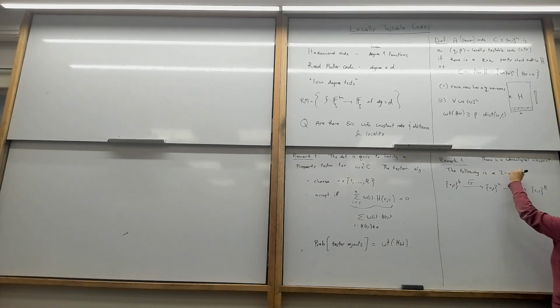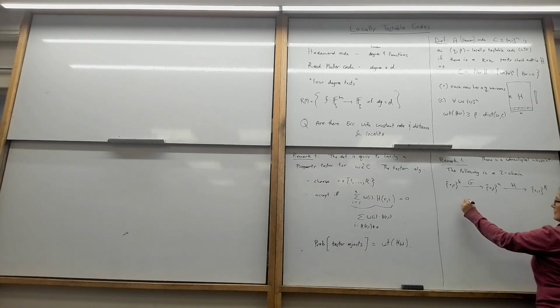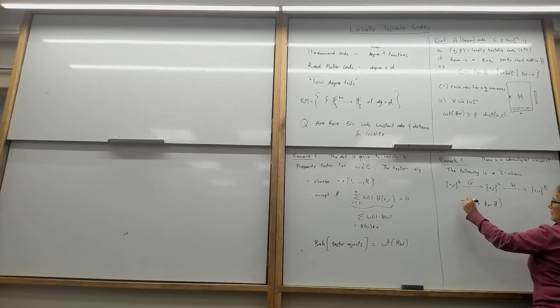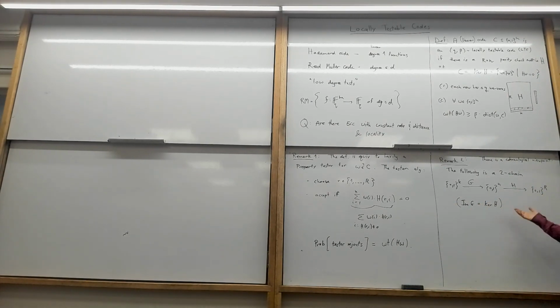When I say that something is a two chain, what I need to check is that the image of the first map is contained in the kernel of the second map. In this case, it's equal. This is how we chose G, so it's not interesting.